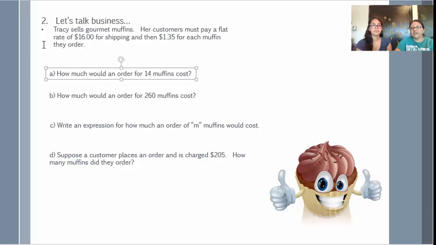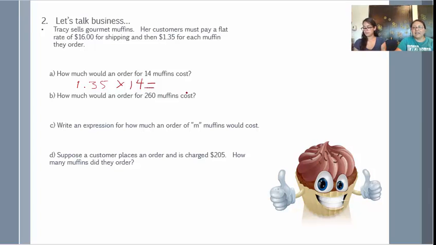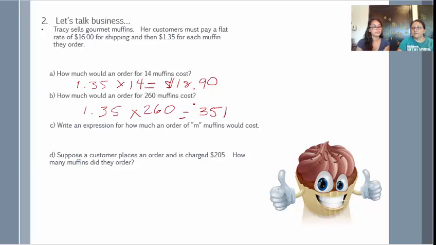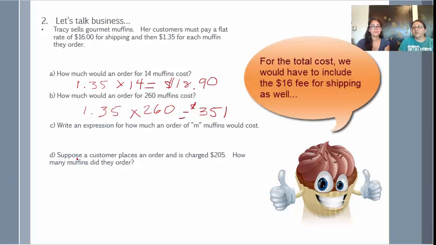So how much would an order for 14 muffins cost? So we have $1.35. Oh, let's click on this pen. So we have $1.35. So we want to order 14 muffins. So that would be times 14. And then that would be, let's see our calculator, $18.90. Okay, what about 260 muffins? If you were to order 260, we have to multiply $1.35 times 260, and that would be 351, right?